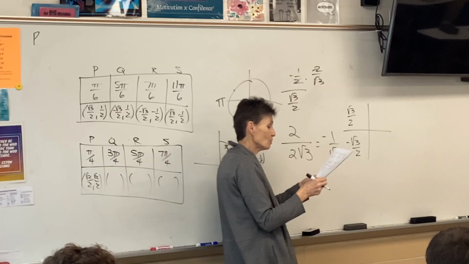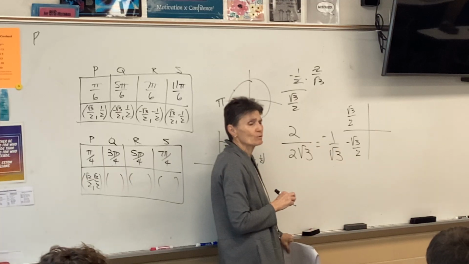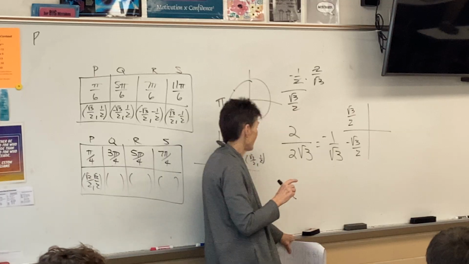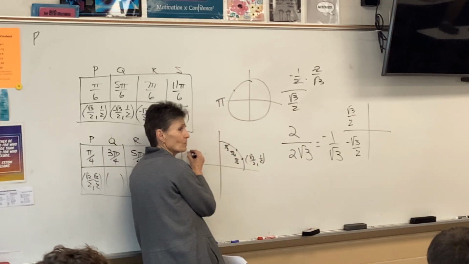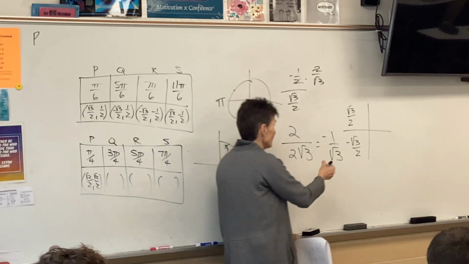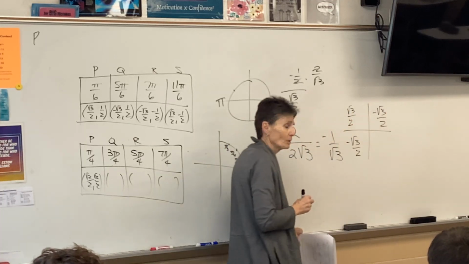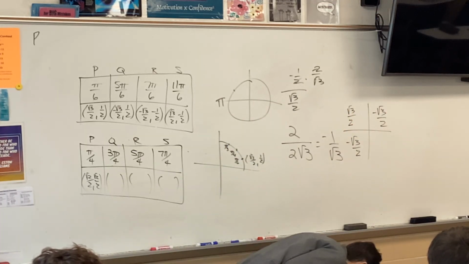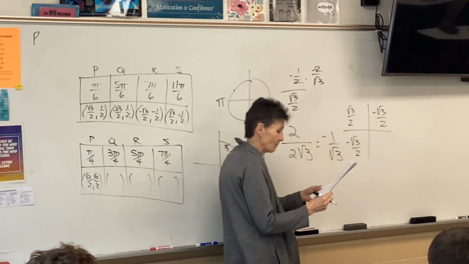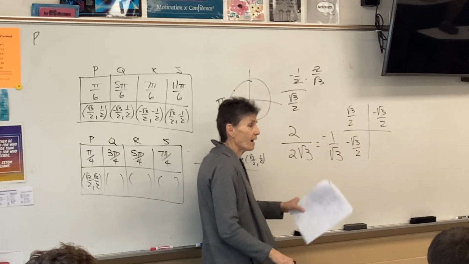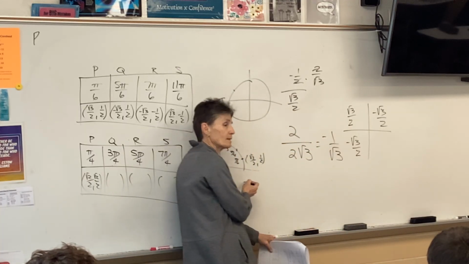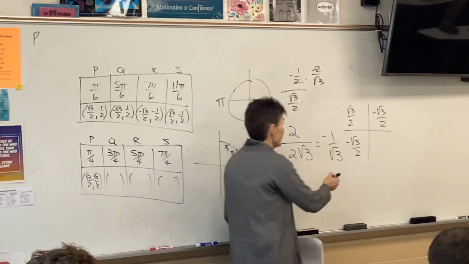How about the cosine of 5 pi over 6? The cosine of 5 pi over 6. Won't it be negative √3 over 2? Look at your unit circle if you're not sure. Keep me on my toes. And what's the sine of 11 pi over 6? -1/2.